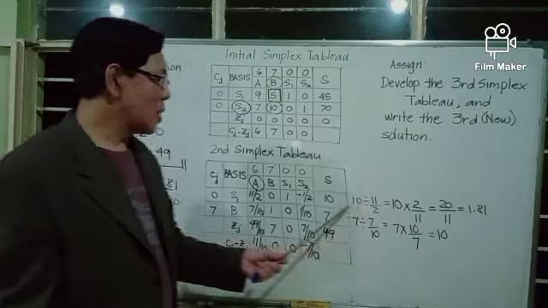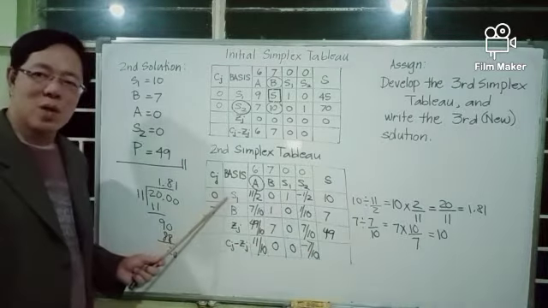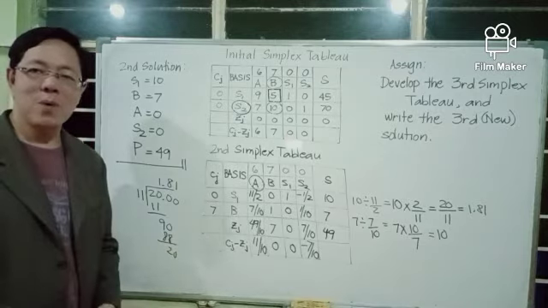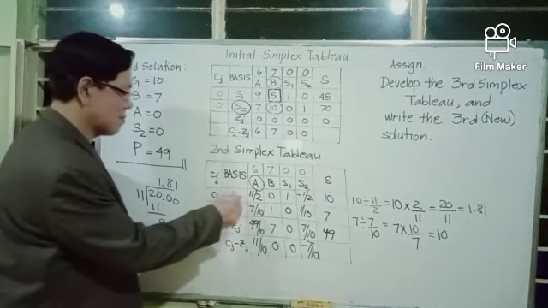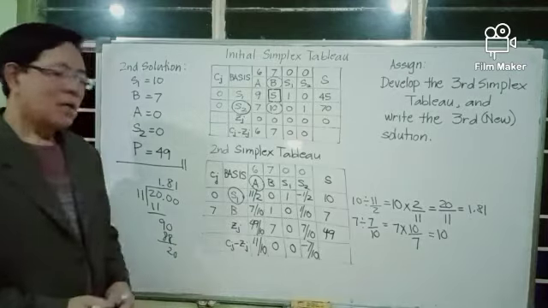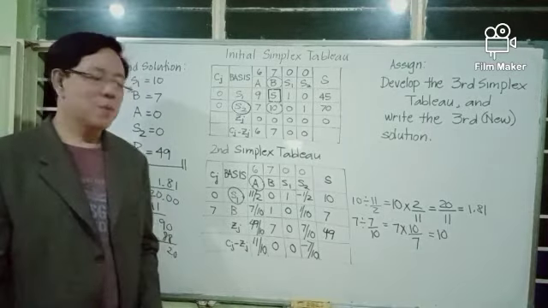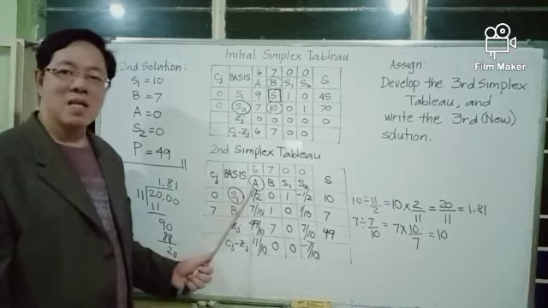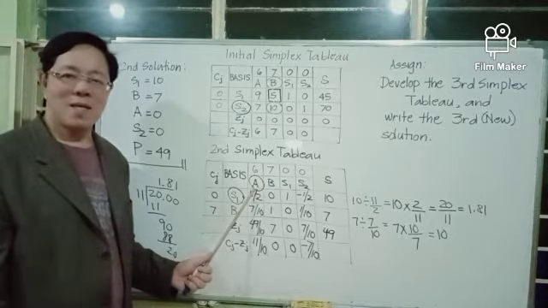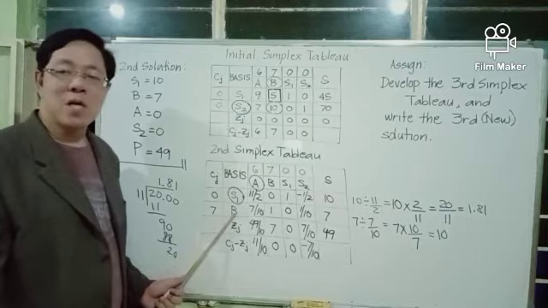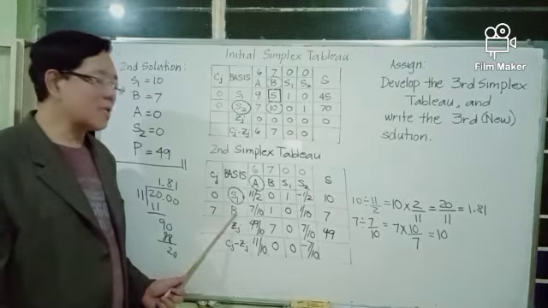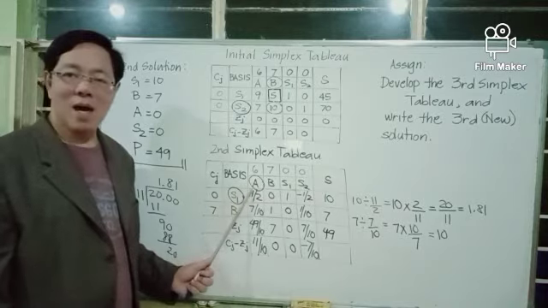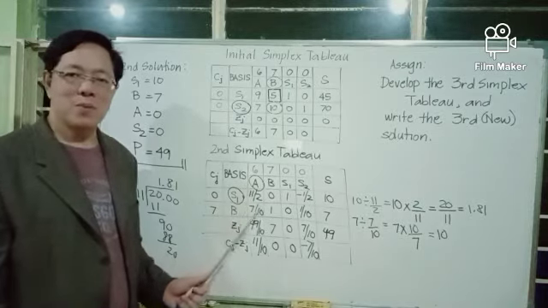And 1.81 is in the row of S1. Therefore, S1 is our outgoing variable or leaving variable. In the third simplex tableau, the slack variable S1 will be replaced by the decision variable A. But the decision variable B will remain in the third simplex tableau.